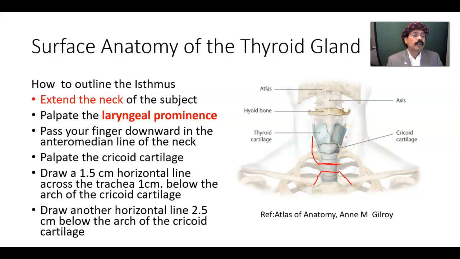We can draw the line to the upper border of the isthmus. Then we'll connect them to find the lateral border of the thyroid gland. This is that. Another one should be like this. It goes almost to the clavicle. So this is our thyroid gland, more or less.